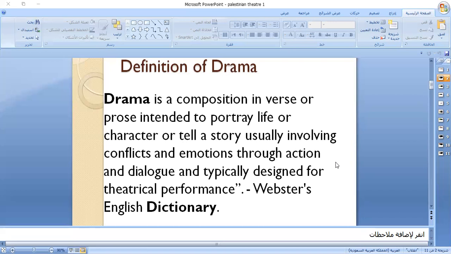It is a conflict. Whenever you write literary works, you show conflict. A novel includes conflict. A novella includes conflict. A short story includes conflict, and drama also includes conflicts and emotions, of course. Whenever there is conflict, there are emotions through action and dialogue. It is portrayed through action and dialogues and typically designed for theatrical performance. It should be shown on a stage in a theater. It is written for theatrical performance. Okay?